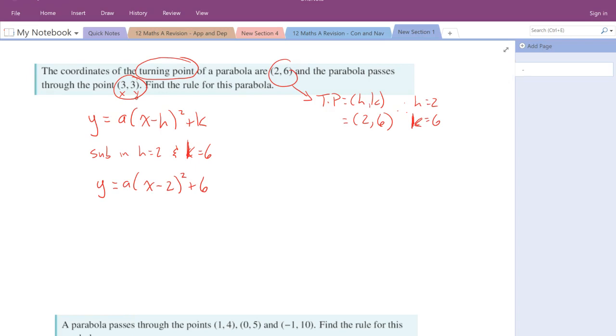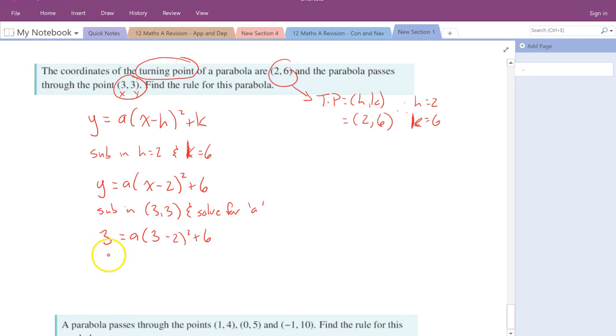So we're going to sub in 3, 3 and solve for a. Instead of writing y, I've got a value for y, which is 3. So I'm going to say 3 equals a times, I've got a value for x, which is also 3, 3 minus 2 squared plus 6.